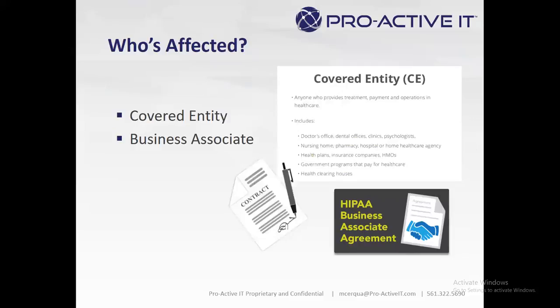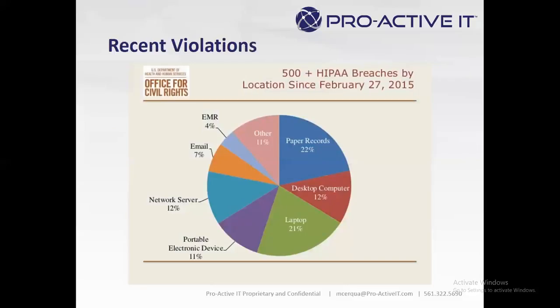Also, let's look at some examples of HIPAA security rule violations that brought on some very hefty fines, up to $50,000 per record.